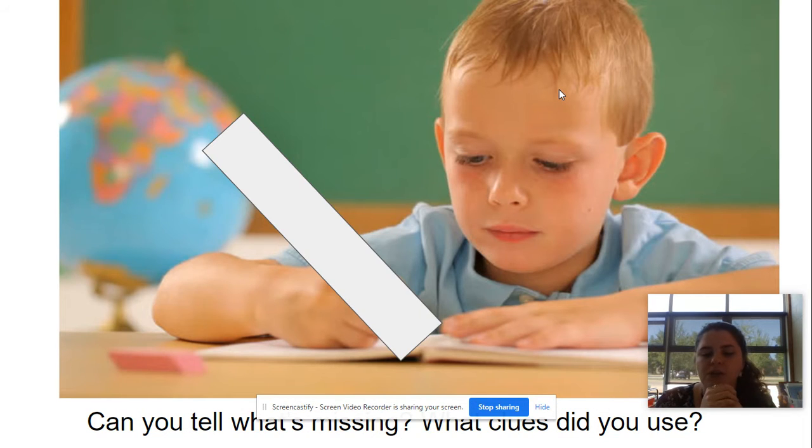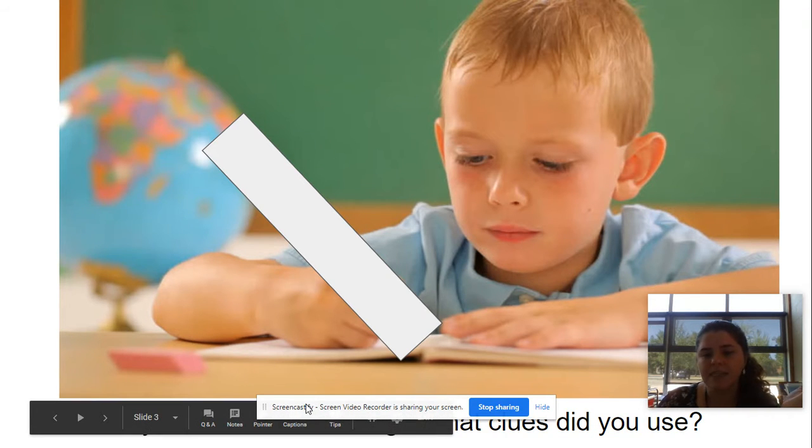What about this picture? Can you tell what's missing? What should be right here? Well, if we look at our clues, I can see a globe in the background and a blackboard. I see a desk. I'm guessing that this kid is at school and it looks like he is writing in a notebook. So I'm going to guess that he is missing his pencil.